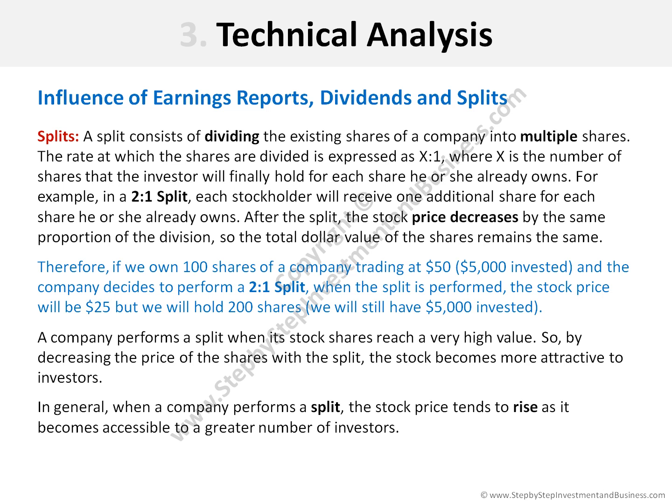Therefore, if we own 100 shares of a company trading at $50, that is, we have $5,000 invested, and the company decides to perform a 2-for-1 split, when the split is performed, the stock price will be $25, but we will hold 200 shares. Of course, we will still have $5,000 invested. That is, a 2-for-1 split means we get twice as many shares, but at half the price.